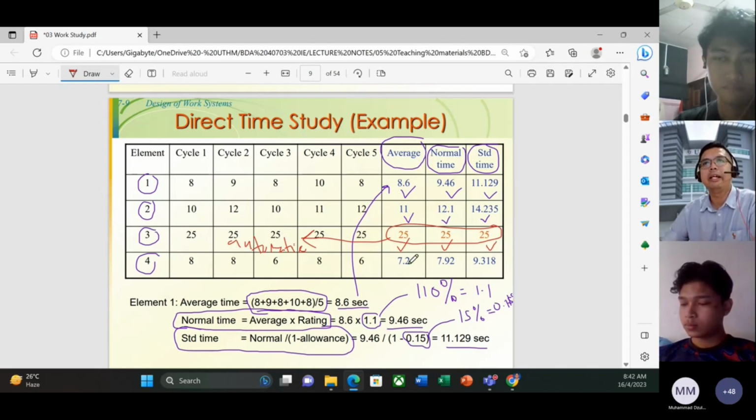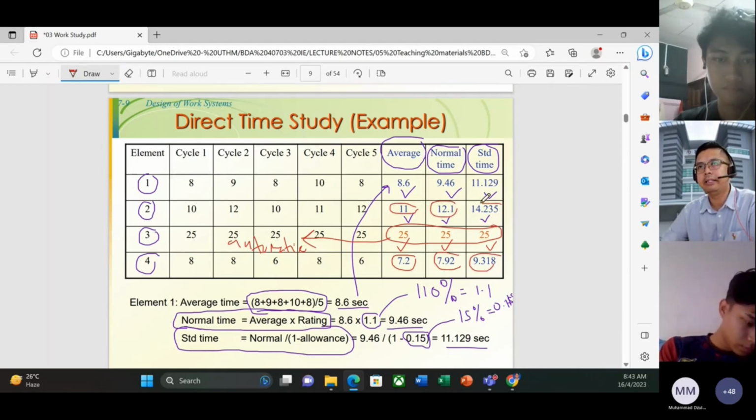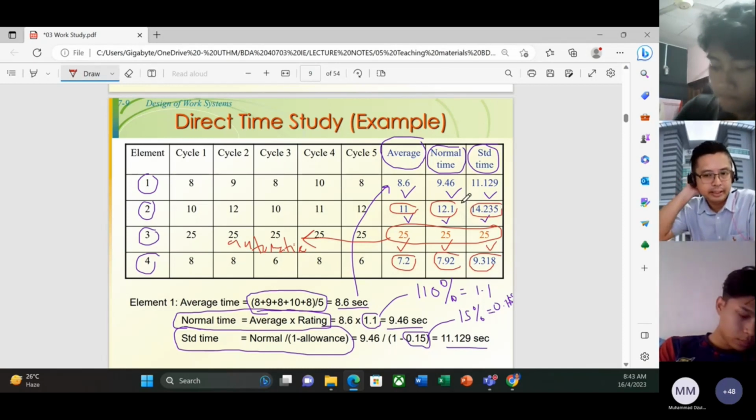So for number 4, we will get 7.2 seconds, 7.92, and 9.318 seconds. Okay, please double check again with your calculator. Is it the correct answer?